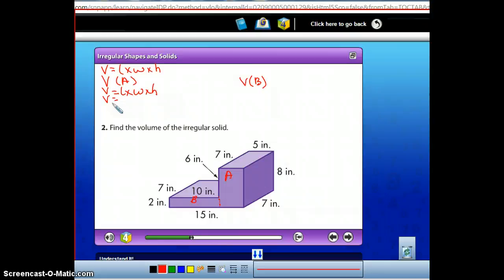Dylan Allen, for figure A, what are my numbers I'm going to multiply? 7, 5, 8. Length is 7, times width is 5, times height is 8. Excellent job, Dylan. Volume equals 7 times 5 is 35 times 8, I don't know, gotta work it out. 8 times 5 is 40, carry your 4. 3 times 8 is 24, 25, 26, 27, 28. 280, this is volume, so it's cubed, inches cubed.